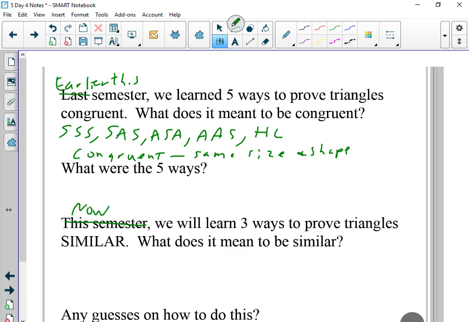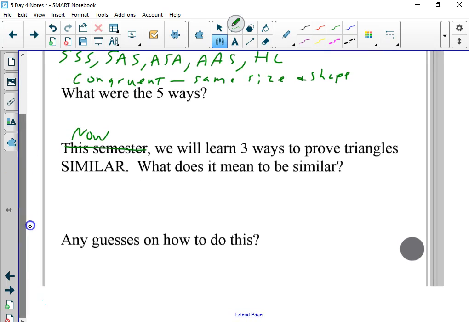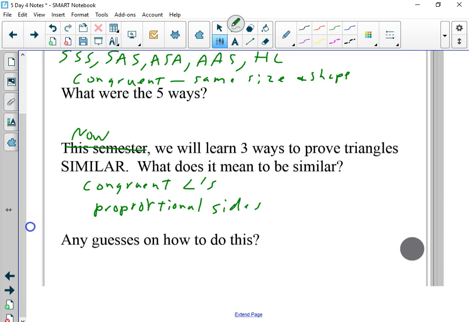Now we will learn 3 ways to prove triangles similar. So what does it mean to be similar? Well, we talked about congruent angles and proportional sides. So how do you think we're going to do that?